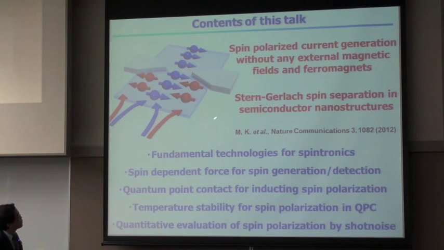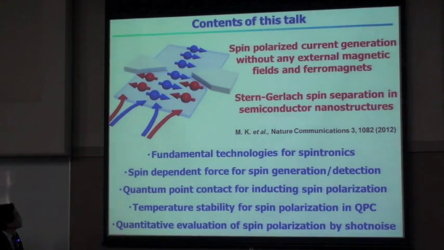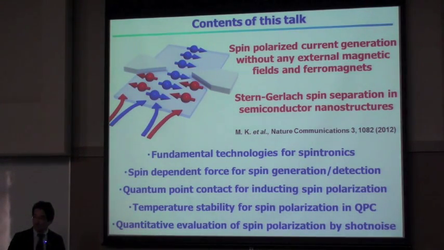And why we can do it is because we use such a narrow constriction in semiconductors with the strong spin-orbit interaction, and that makes the Stern-Gerlach type spin separation here, and we can generate the spin polarized current at zero magnetic field. So here is my content.